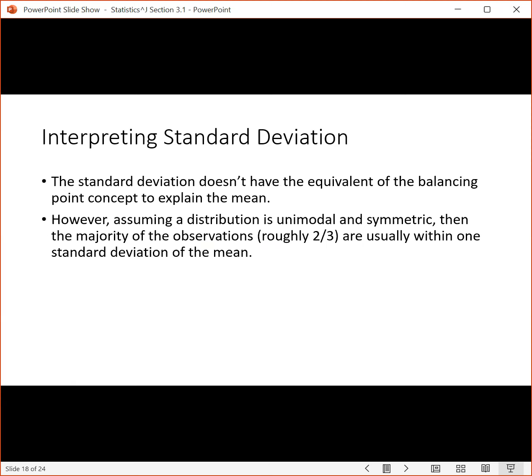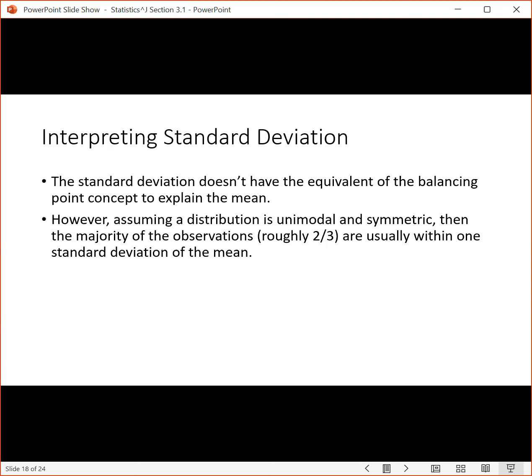The standard deviation doesn't have the equivalent of the balancing point concept to explain the mean, which is unfortunate. However, assuming a distribution is unimodal and symmetric, then the majority of the observations, roughly 2/3, are usually within one standard deviation of the mean. That is the way in which we try to wrap our heads around the concept: by using a feature of the standard deviation result.